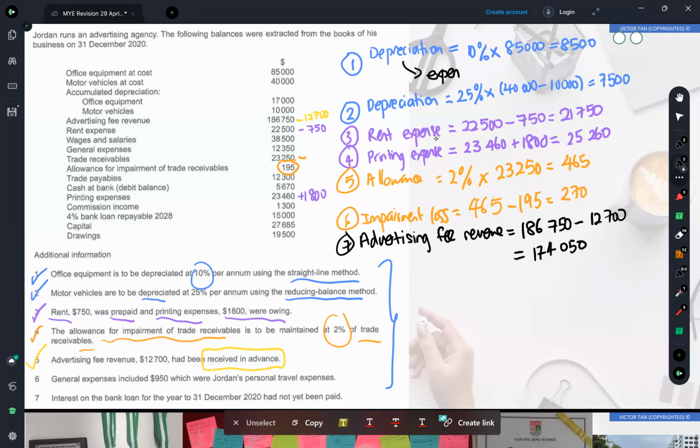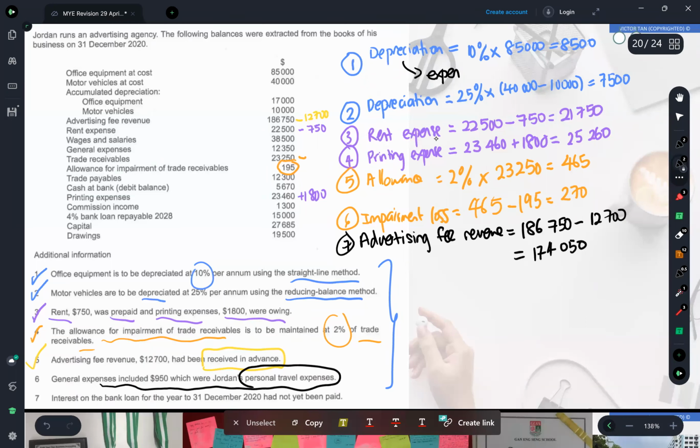All right, then next one. The general expense includes the personal travel expense. So when the owner takes out money from the business, what is it called? It's recorded as drawings. Okay. So the owner and the business are two different entities. I know the owner controls the business, but they are not the same thing.